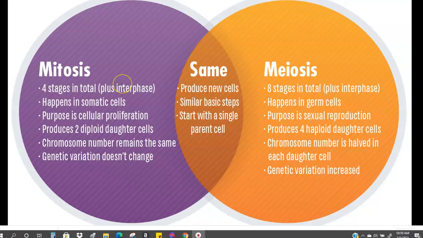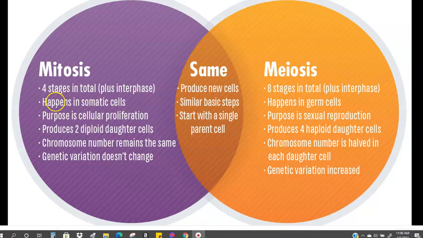And interphase is just the time between when the cell divides. So it's just the normal resting time. So remember, G1, synthesis S, and G2 occur during interphase. And then in mitosis, we have the 4 stages: prophase, metaphase, anaphase, and telophase.